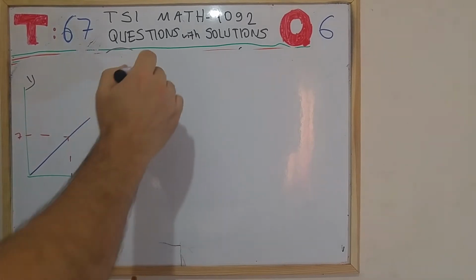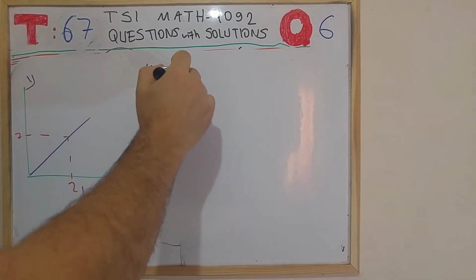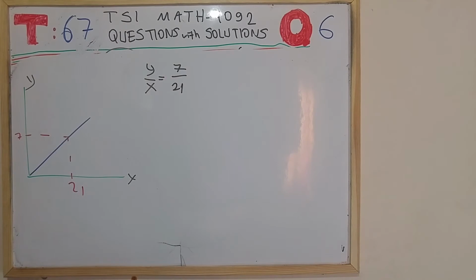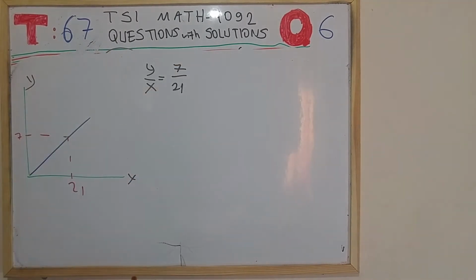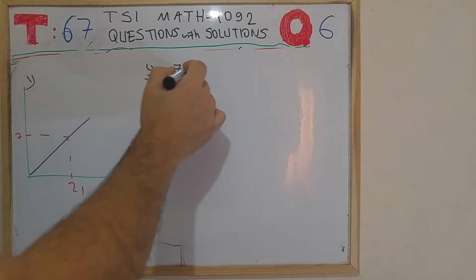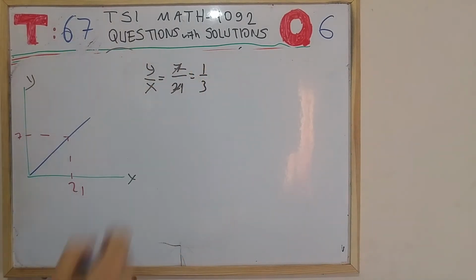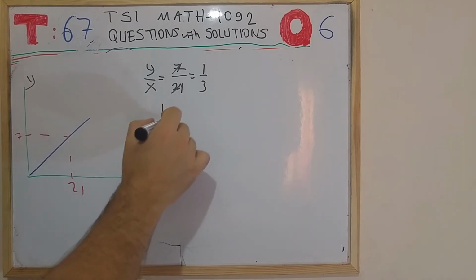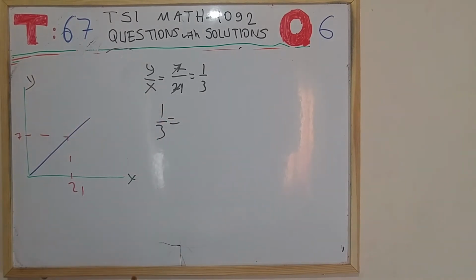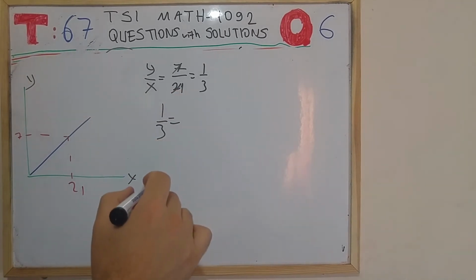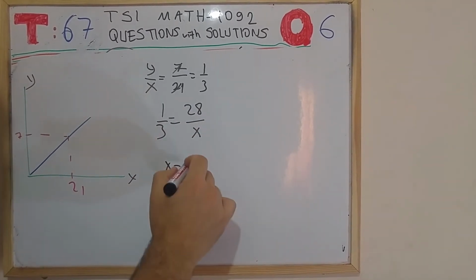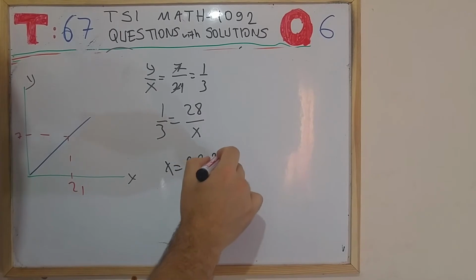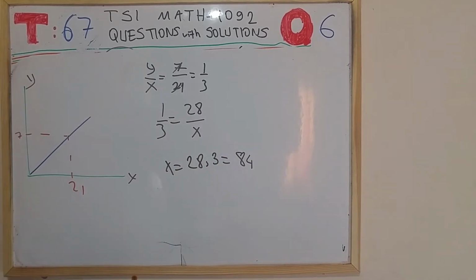And olive, as you see, is equal to 7 over 21, which means that for 7 liters of olive oil we need 21 kilograms of olive, or you could say this is equal to 1 over 3 when you simplify by 7. So 1 over 3 is equal to, what I need to produce is 28 liters of olive oil. So how much olive would I need? This would be equal to 28 times 3, that is equal to 84 kilograms.